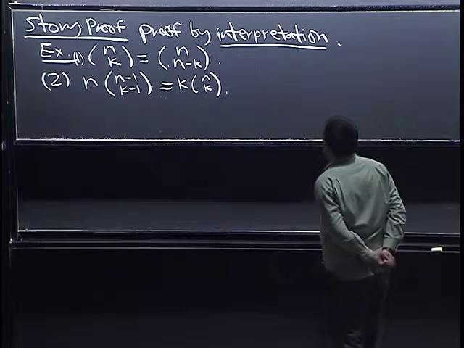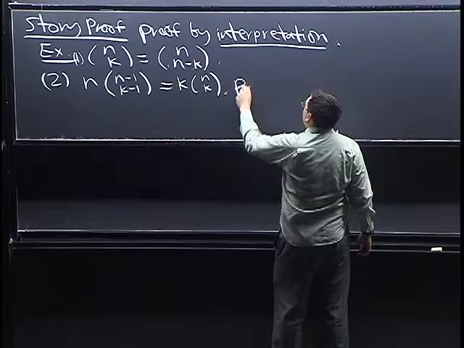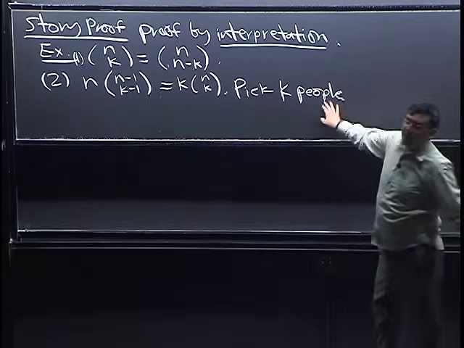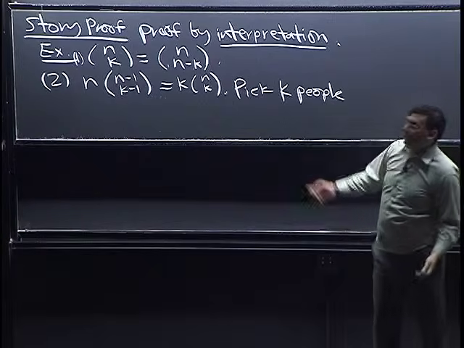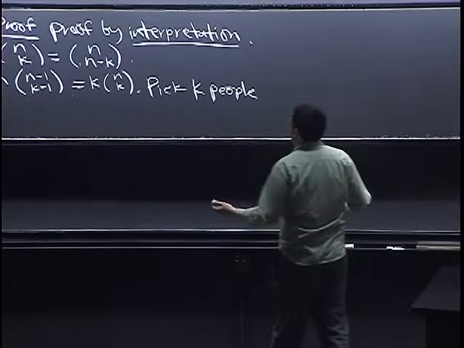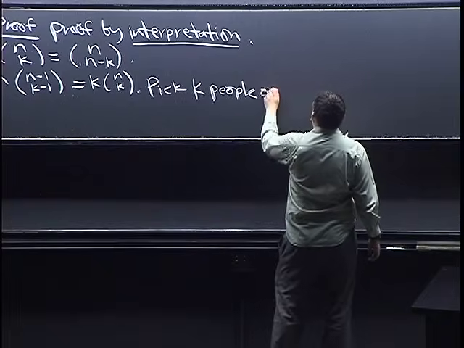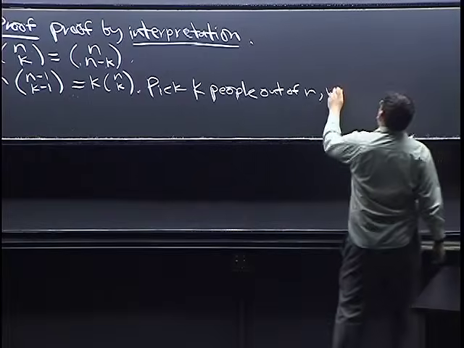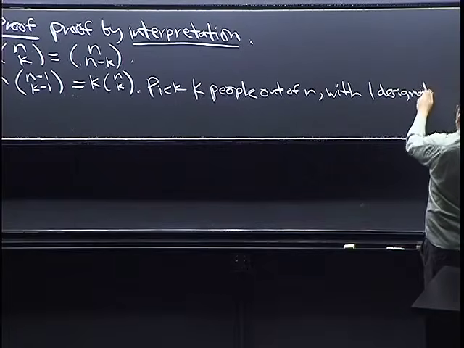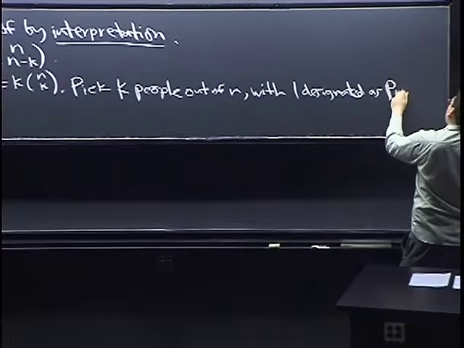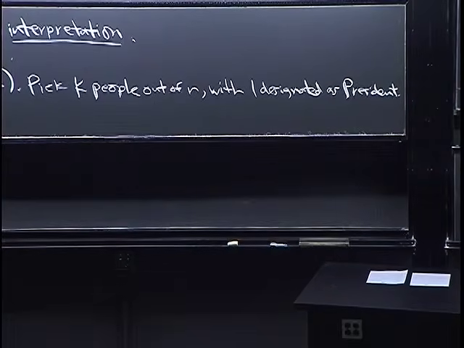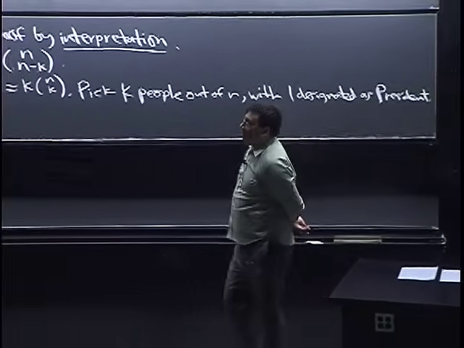Okay? So the story proof for this would be to imagine that we're going to pick k people out of n. Of course, it doesn't have to be people. It can be whatever example you want. But the point is, you're not losing any generality. I'm not saying 3 people or something. It's still a general interpretation. It doesn't matter that I said it's people. Pick k people out of n, with one of them designated as the president, say, or whatever you want to call the title. That is, you have a committee, and there's a chair of a committee, or a president of the club. So I want to know how many ways are there to do that?